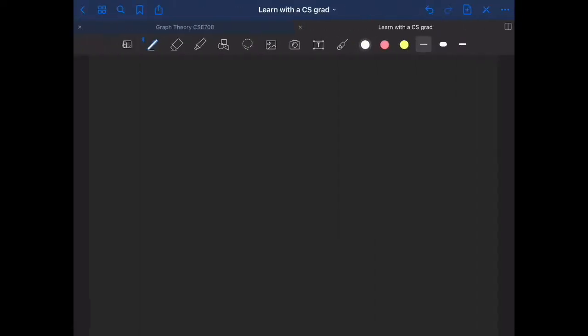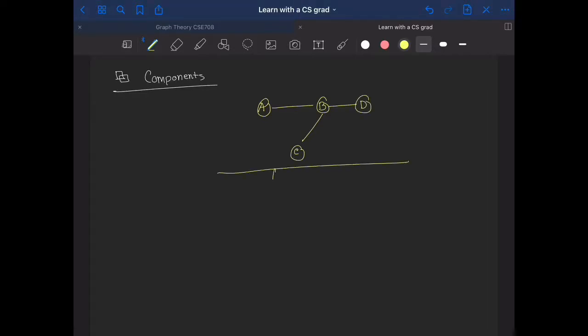We would be covering another part of graphs, which is called components. So let's say we have a graph here which is A, B, C, D. Okay, so this whole thing is a graph, and this graph has only one component. So what do we mean by this component? The whole thing itself is a component.